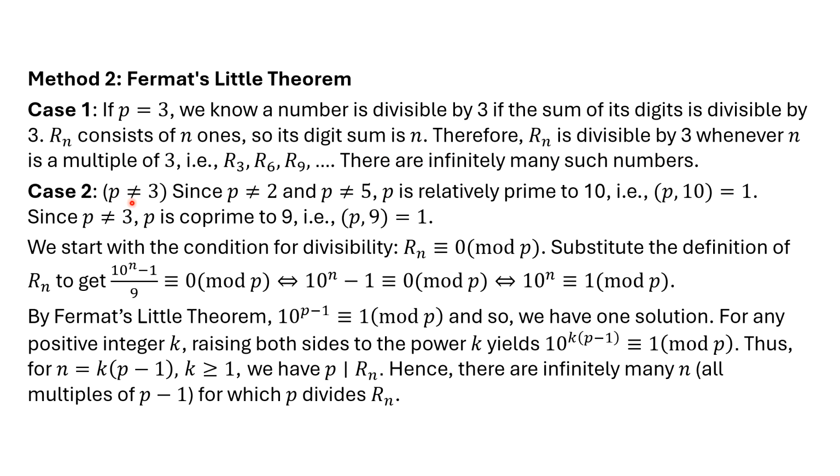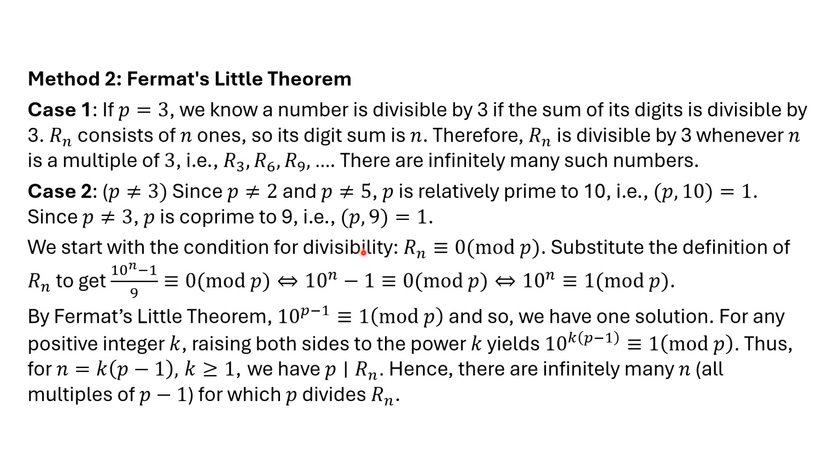Then the other case is when P does not equal 3. And recall from the statement of the problem, we were told P does not equal 2 and P does not equal 5. So P is relatively prime to 10. In other words, the GCD of P and 10 is equal to 1. We'll need that when we apply Fermat's little theorem down here. Also, since P is not equal to 3, P is coprime, in other words, relatively prime, to 9. I'm using these two terms here that mean the same thing. So the GCD of P and 9 is equal to 1.